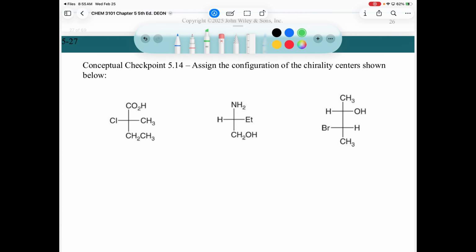Now, we don't have time to do all these. It's getting late in the lecture here, but let's try the first one. I'll give you guys a second to try this, because the lowest priority group is not a hydrogen in this case, is it? Right? I'll give you a second to look at it.